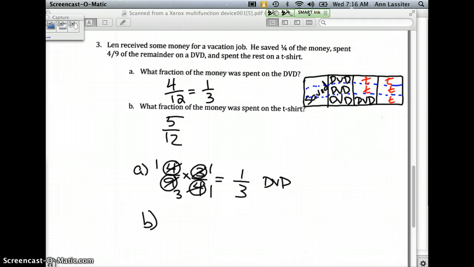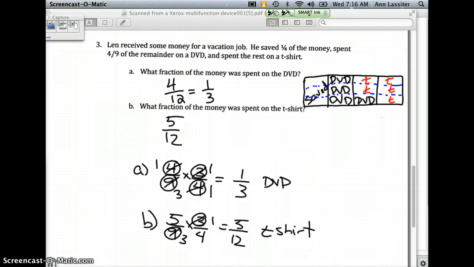The second one, the fraction is more difficult, I think. It says, what fraction of the money was spent on the t-shirt? Well, 4/9 was spent on the DVD, so 5/9 was spent on the t-shirt of the 3/4 of the total money that he spent. And again, the 3 and the 9 can become a 1 and a 3, and I get 5/12 on the t-shirt. And those answers are the same as we got from just looking at our picture.